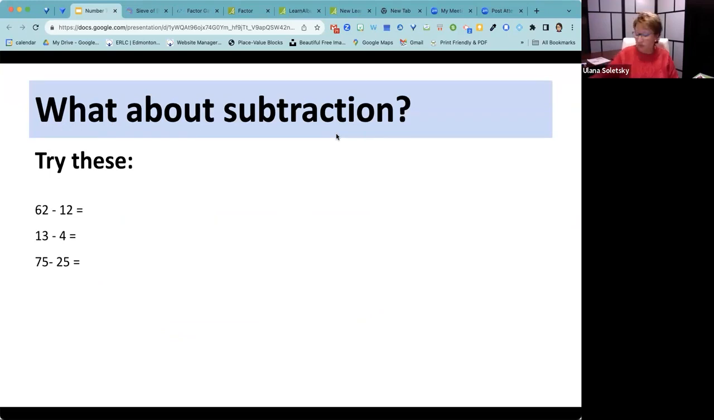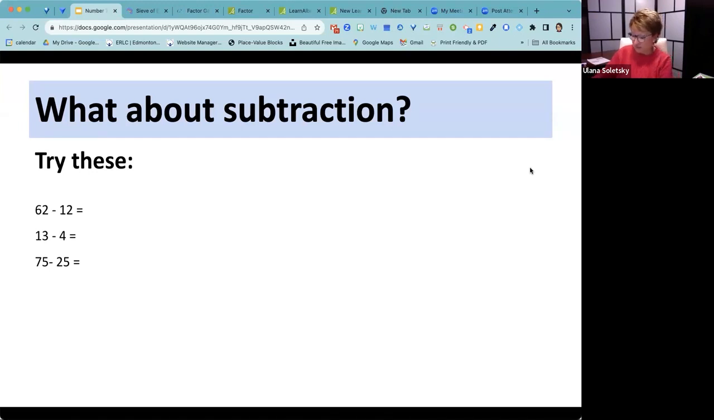Let's try the digital root of 62 and we do minus 12. What's 62 minus 12? Anyone? 50. Okay, what's the digital root of 62? 6 plus 2 is 8. What's the digital root of 12? 3. What is 8 minus 3? 5. What's the digital root of 50? 5. Did it work?